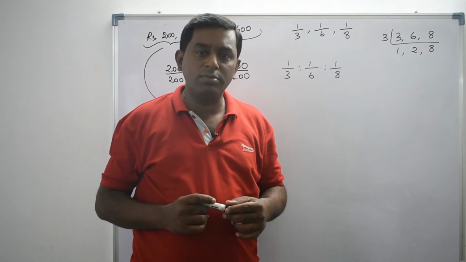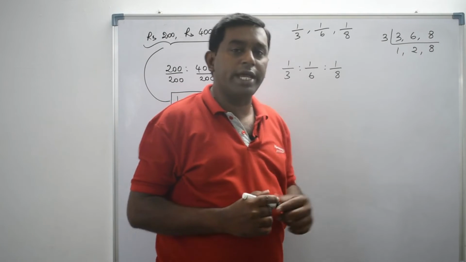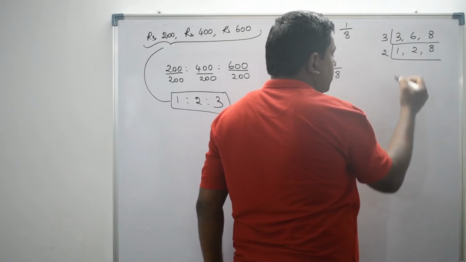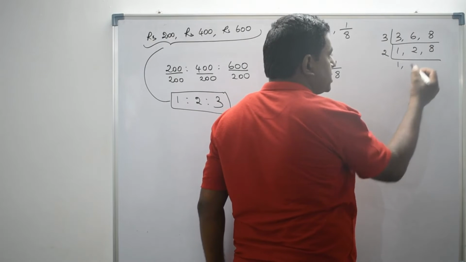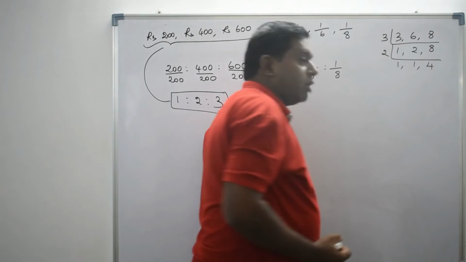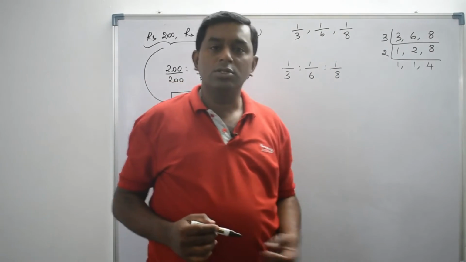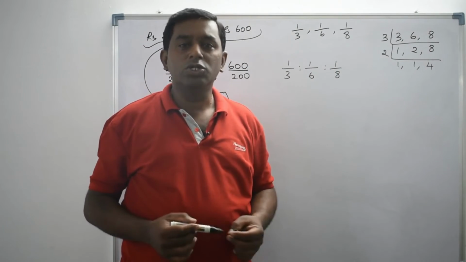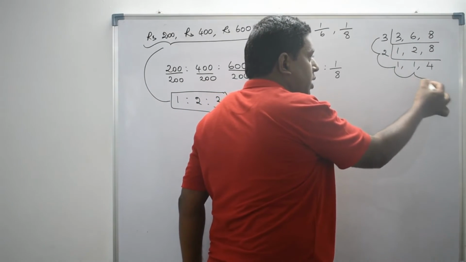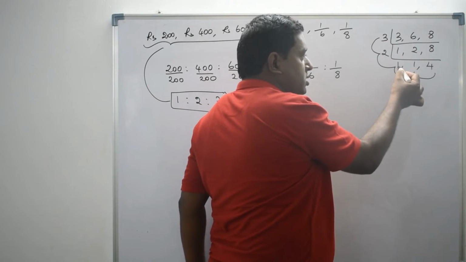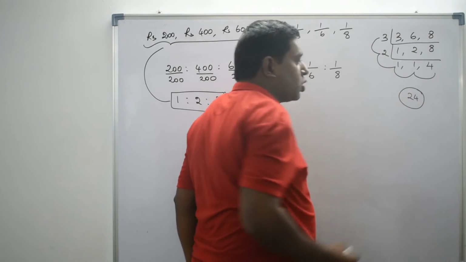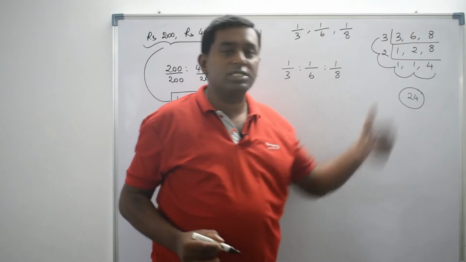Is there any common divisor for 2 numbers? Yes, there is a common divisor for 2 and 8, that is 2. So we can divide by 2. We cannot divide this 1 by 2, so we take this 1 as it is. When you divide this 2 by 2, you will get 1. When you divide this 8 by 2, you will get 4. Now is there any common divisor for all these 3 numbers? No. At least for 2 numbers? No. So we stop the process and multiply 3, 2, 1, 1, 4. 3 times 2 is 6, 6 times 1 is 6, 6 times 1 is 6, 6 times 4 is 24. So 24 is the least common multiple of the 3 numbers 3, 6 and 8.